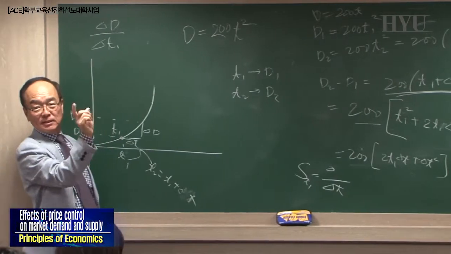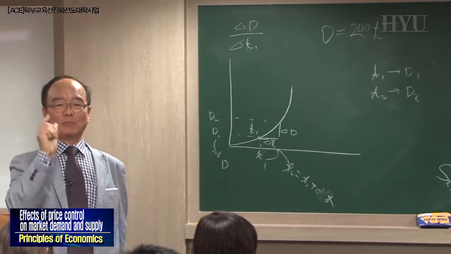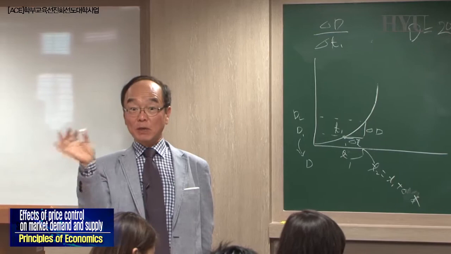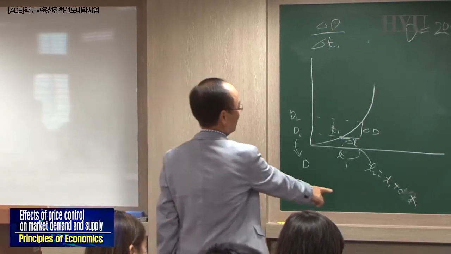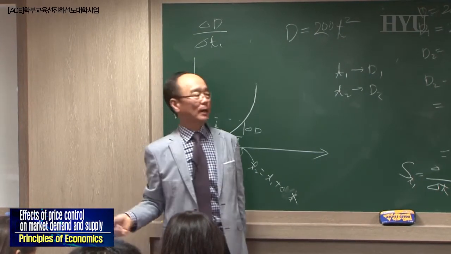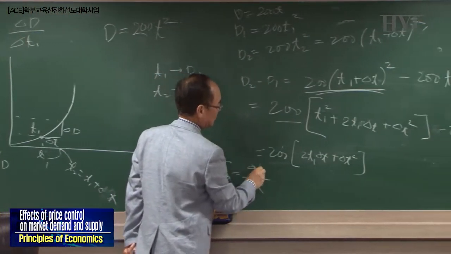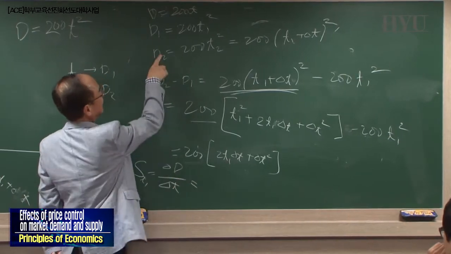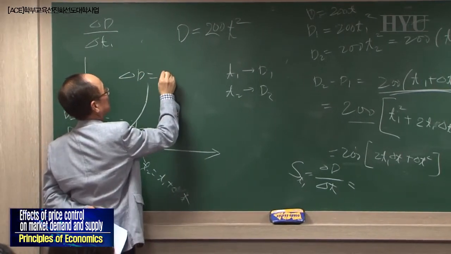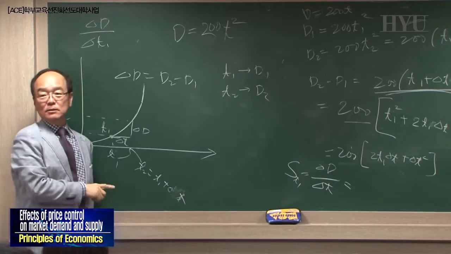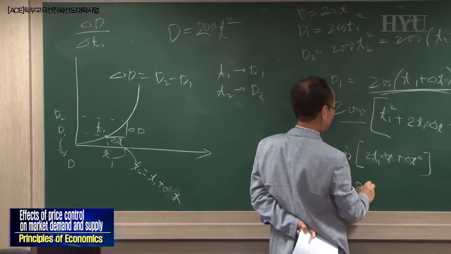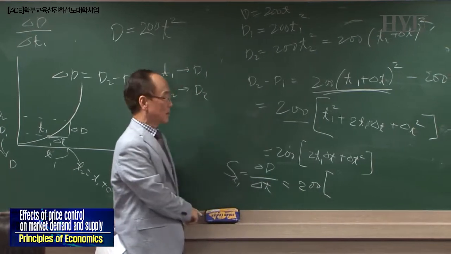Right here, not average. Momentary speed is nothing other than the marginal distance of driving. Marginal distance of driving is nothing other than speed. Is it clear? This is the time dimension and this is the space dimension, two different dimensions anyway. So as usual, delta D means D2 minus D1. This is our definition. So what do we have right now? Still we have 200, right?